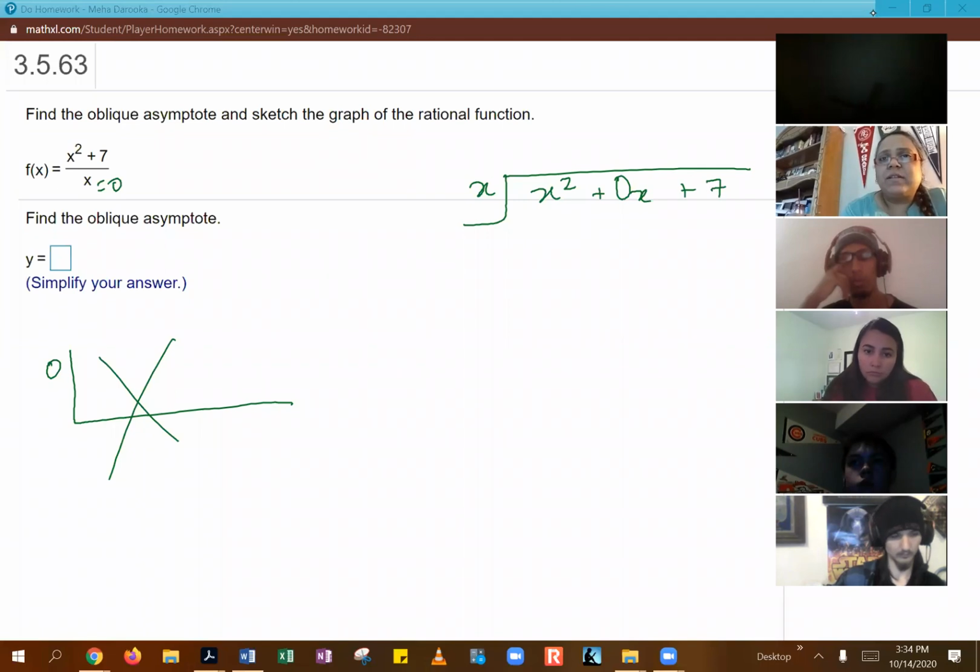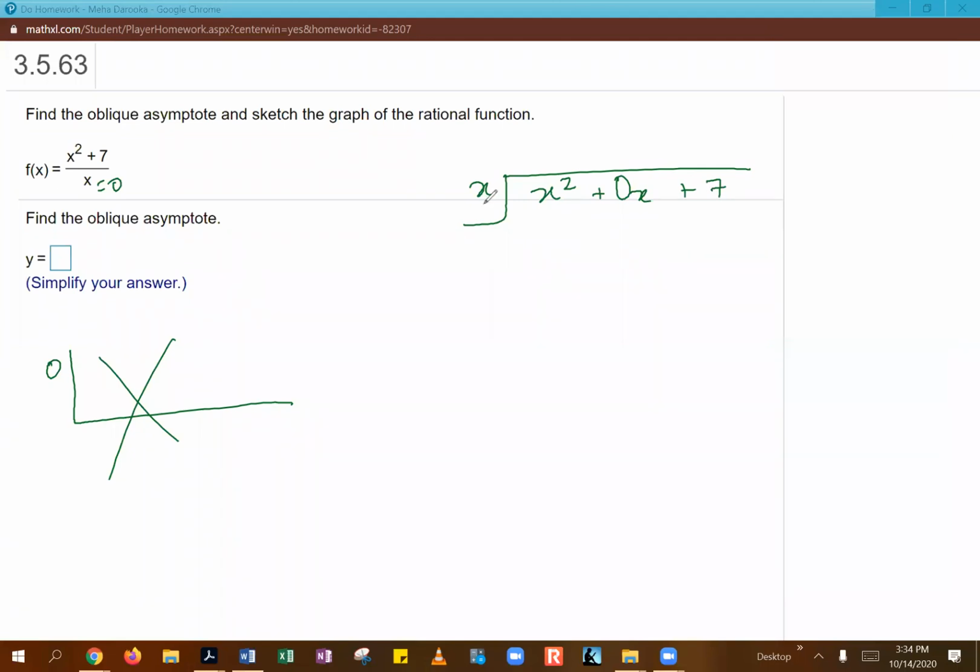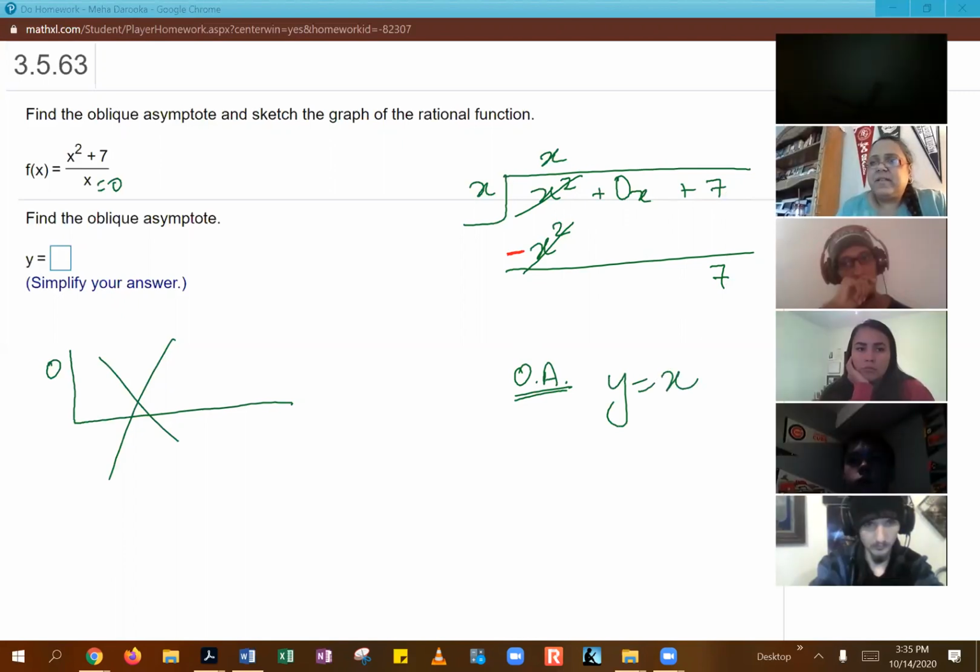So when you do your long division, I only have x in my divisor, so I will need an x in my quotient. X times x will give us x squared. And then, like I said, with division, we always end up subtracting these. So positive x squared, negative x squared will cancel out. This guy is just 0x, so obviously you don't have to bring him down. So the only number that comes down is the 7. So 7 is your remainder. X is your quotient. So our oblique asymptote will actually just be y equals x, and you're done.